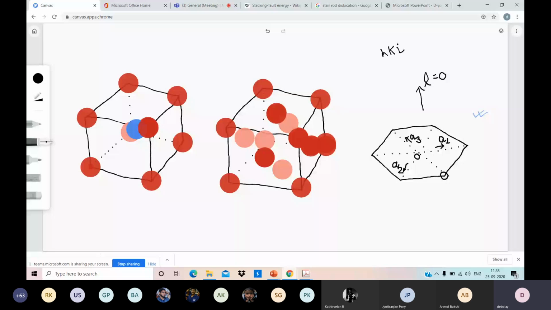What is I? What is I? I is minus of H plus K. So this formula has to be maintained. Now, I am trying to show you a movement, okay? I am trying to show you a Burgers vector movement.